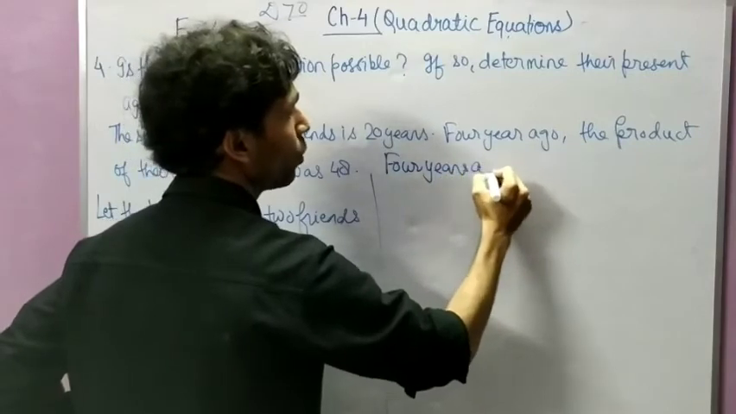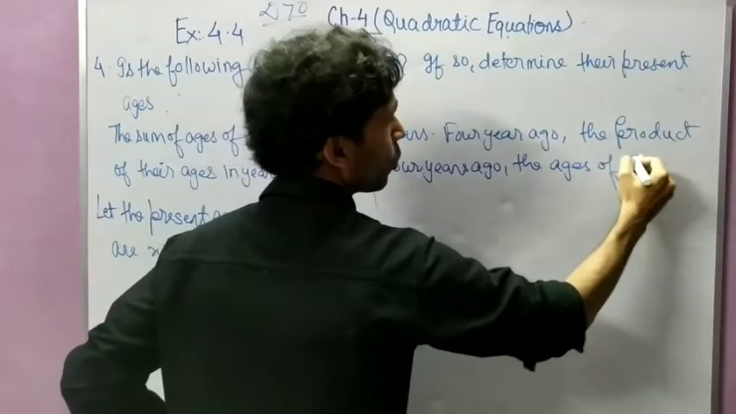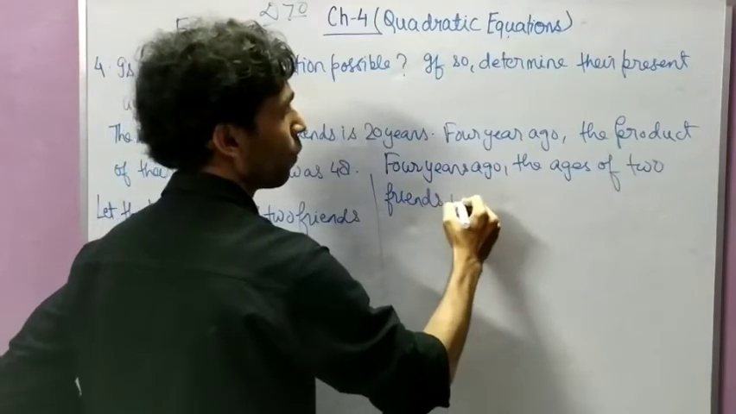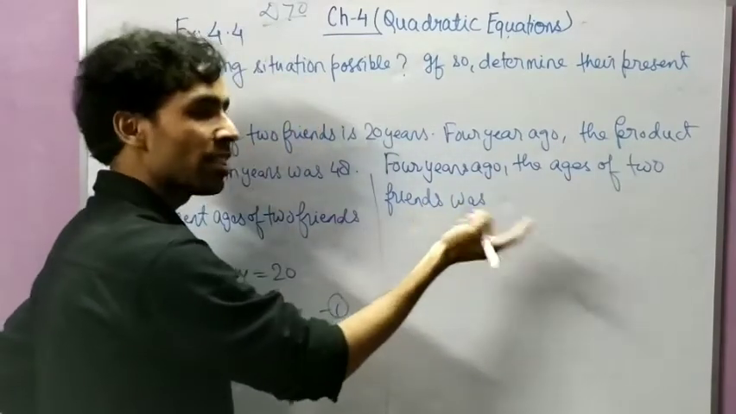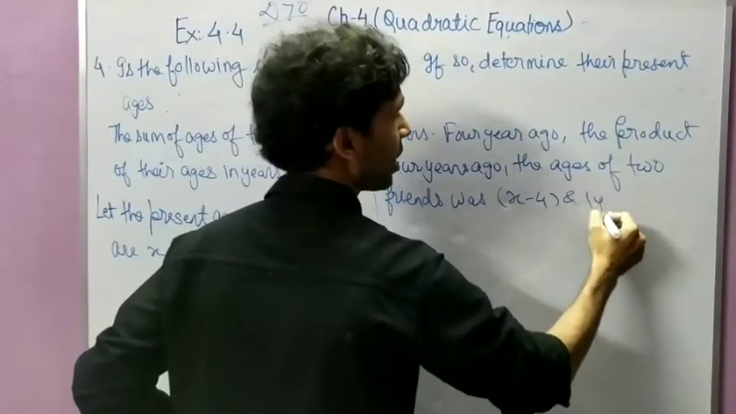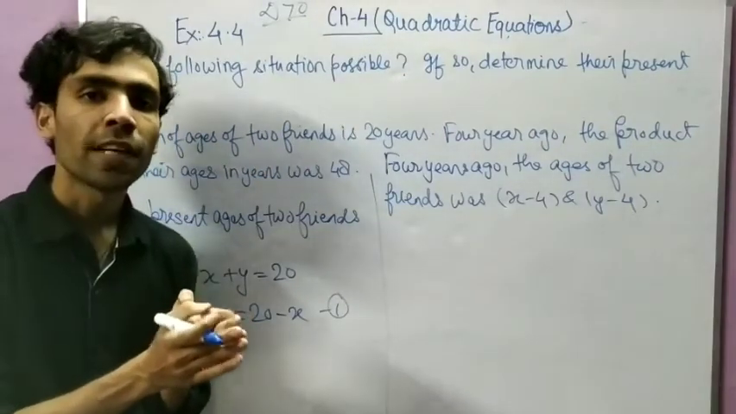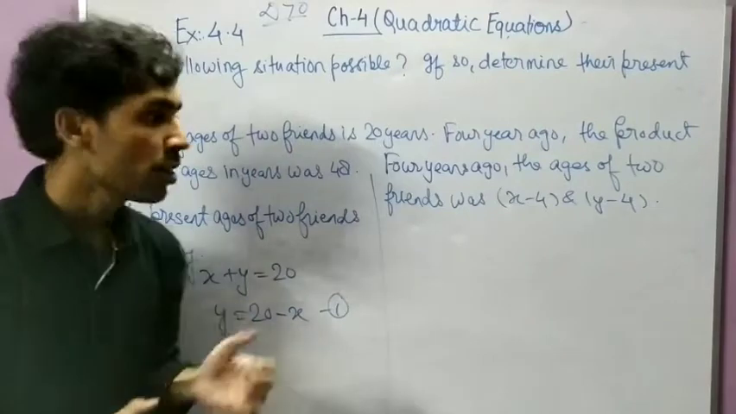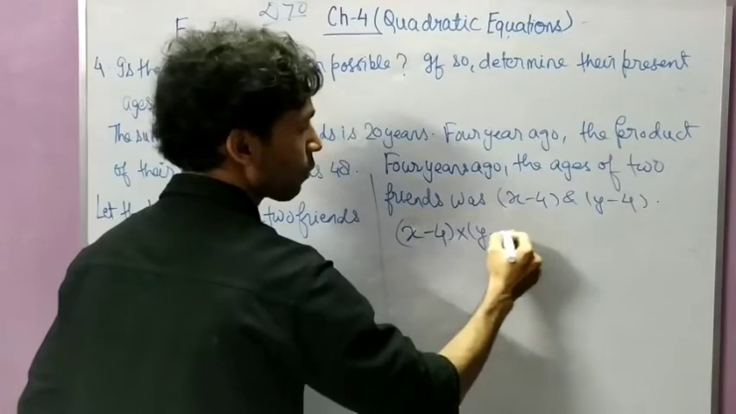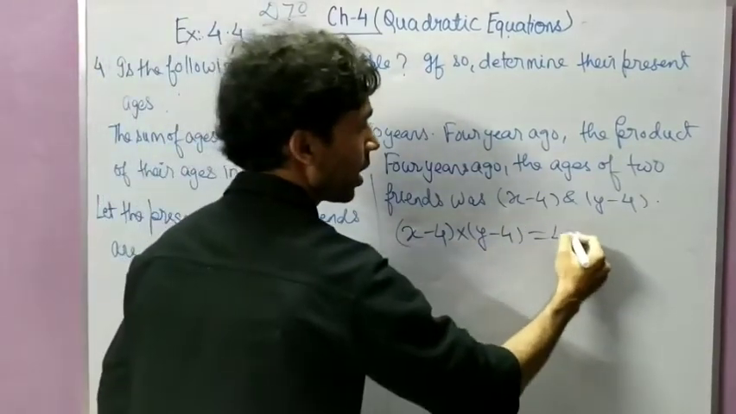So 4 years ago, the ages of the two friends were x minus 4 and y minus 4. Why? Because we are talking about the past. Now whatever the ages of the two friends were 4 years ago, their product was 48. It means (x minus 4) into (y minus 4), the ages of 4 years ago, and their product is equal to 48.